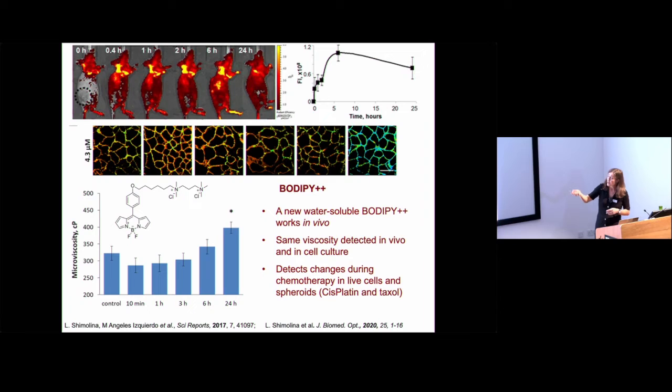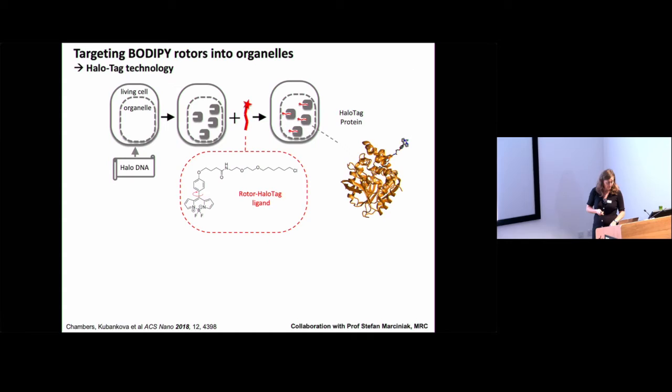Also, a side effect of these two positive charges is that now our rotor is quite water-soluble, and that means that we can use it in animals without high unwanted uptake in things like liver and kidneys. So it has an extra degree of biocompatibility. So far, I talked about our rotors passively diffusing into the cell and then going into certain organelles because of their hydrophobicity or lipophilicity properties.